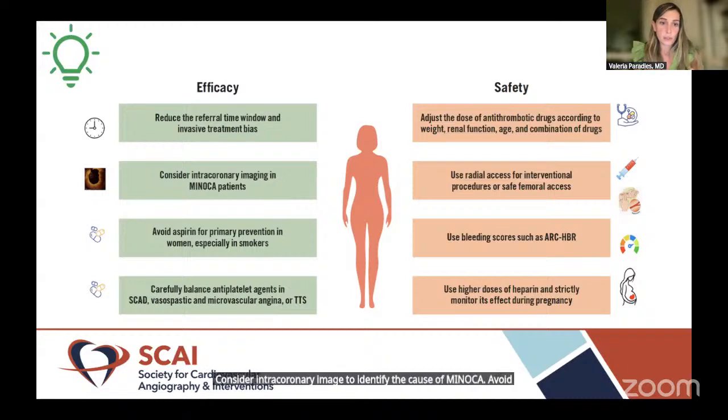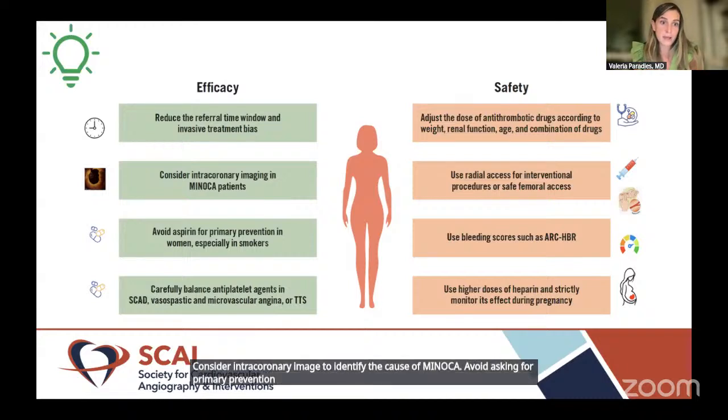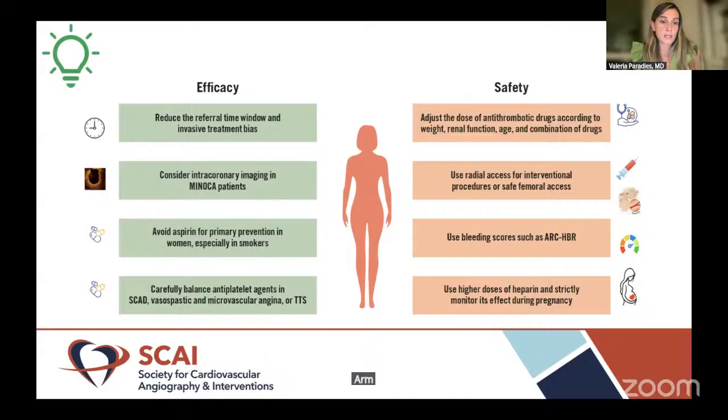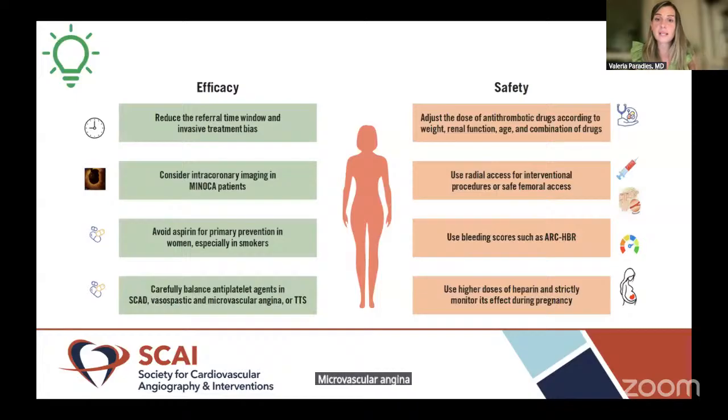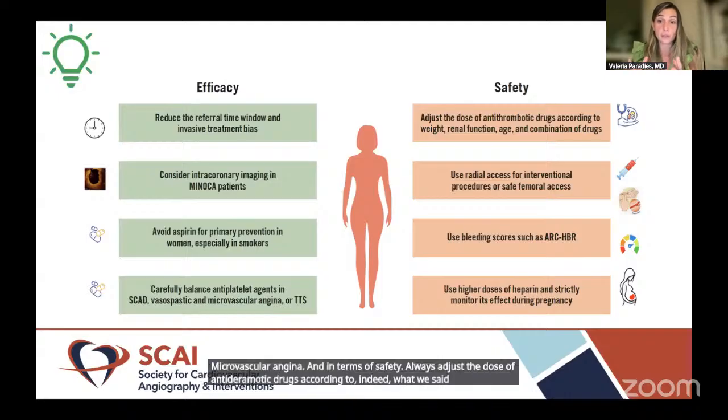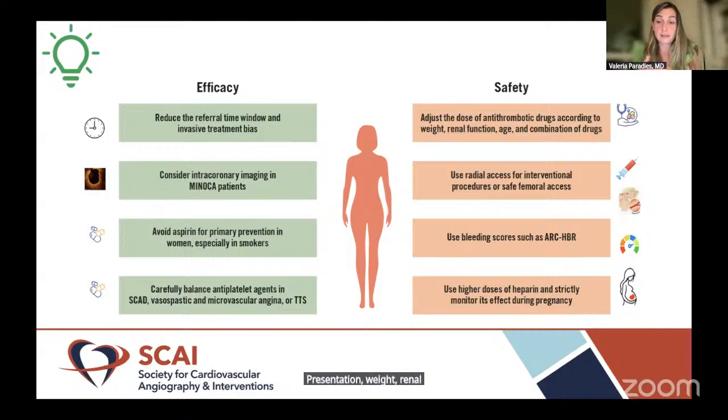Avoid aspirin for primary prevention in women because it may cause harm, especially in smokers. Also, a careful balance of antiplatelet agents is needed, especially for all these conditions where we don't have enough data supporting the best strategy, such as SCAD and microvascular angina. And in terms of safety, always adjust the dose of antithrombotic drugs according to the key traits of women: presentation, weight, renal function, and combination with other drugs.